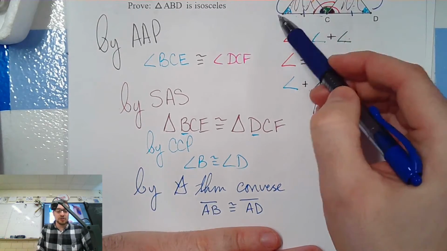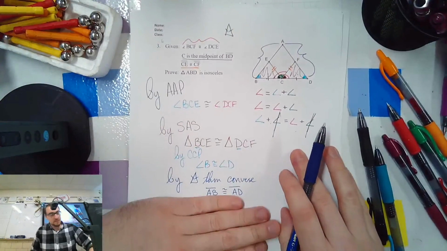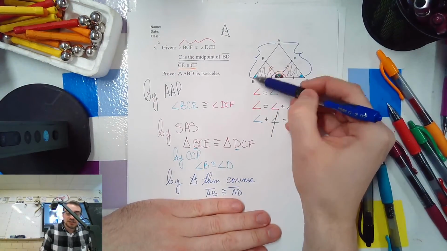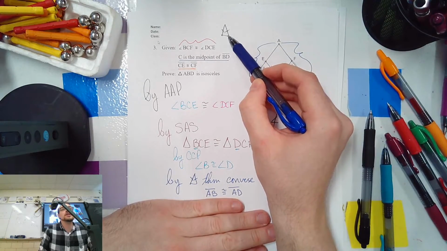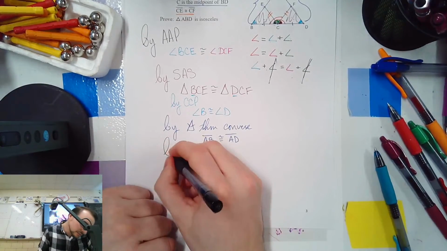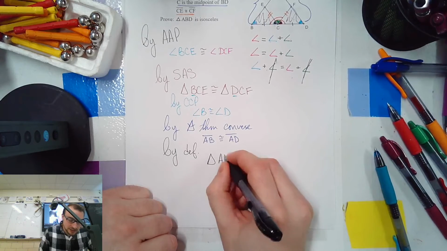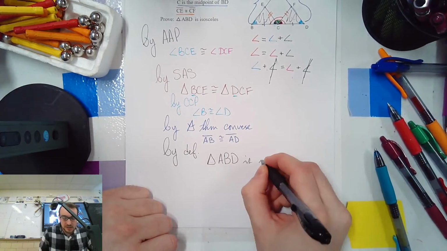Now that we know these two sides are the same, that fits the definition. If both these sides are the same, then that fits the definition of isosceles, doesn't it, right? So we're going to say by definition, triangle ABD is isosceles, which is exactly what they wanted us to prove.